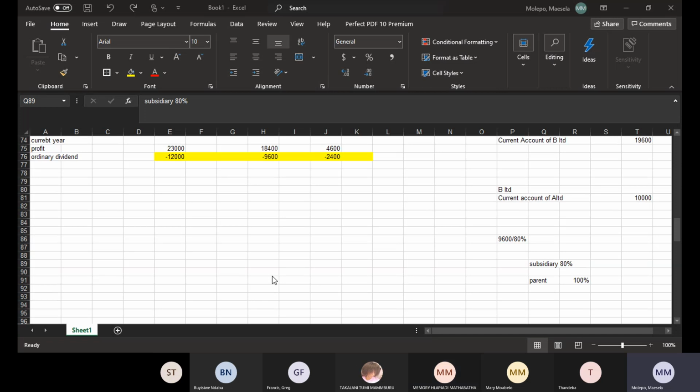That 9.6 was dividend received by who? A Limited. So since he received it, on your pro forma journal you need to deduct it when you are doing the consolidation. Okay, now I get it. Thank you.